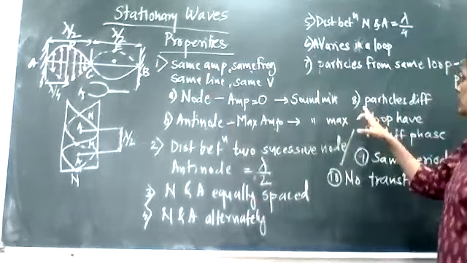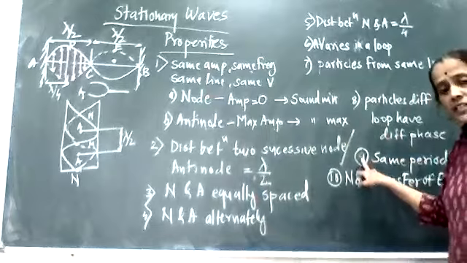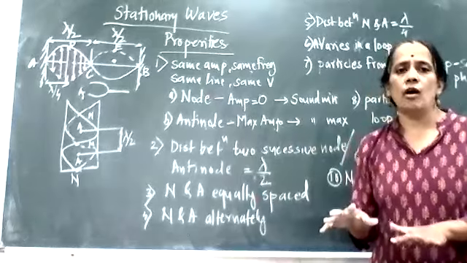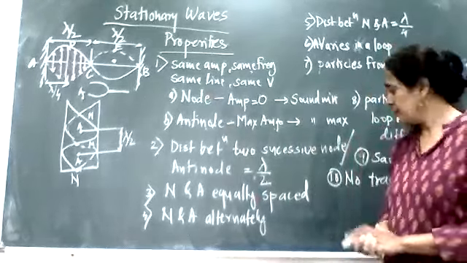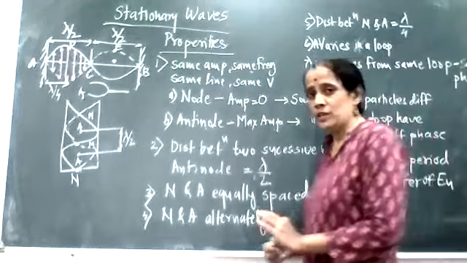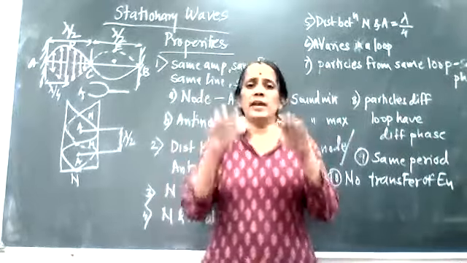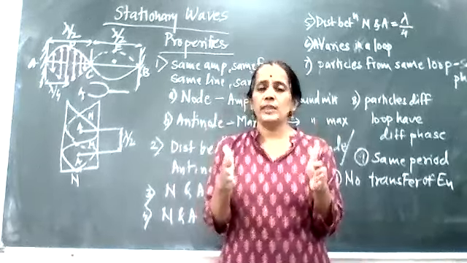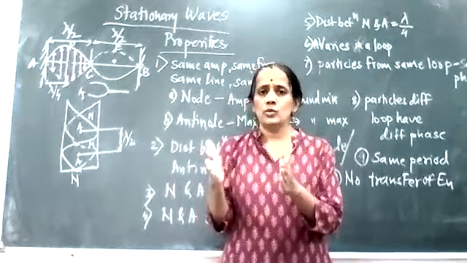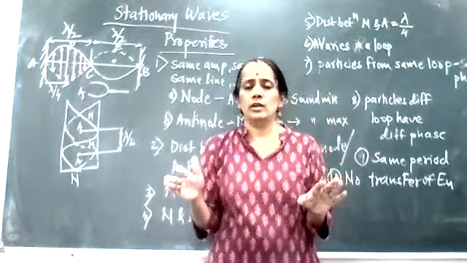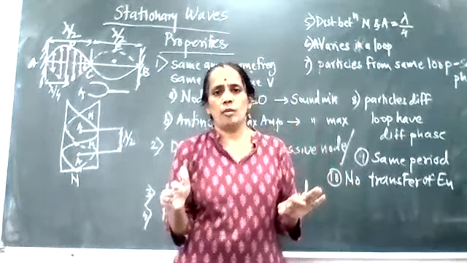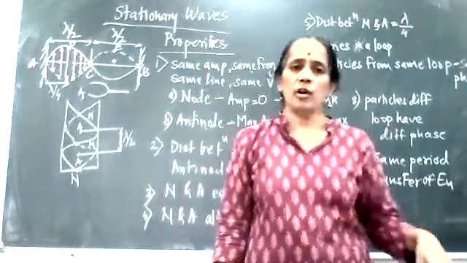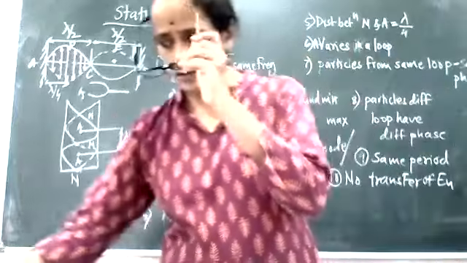Clear? Then I can say that though their phases are the same, the vibration period of all particles in the loop will remain the same. And the last one, which is very important: when particles vibrate and form a loop, in that loop the particles will remain localized. They will not move anywhere. So there is no transfer of energy. So when a stationary wave is formed, there will be no transfer of energy. So these are the important properties of your stationary waves.